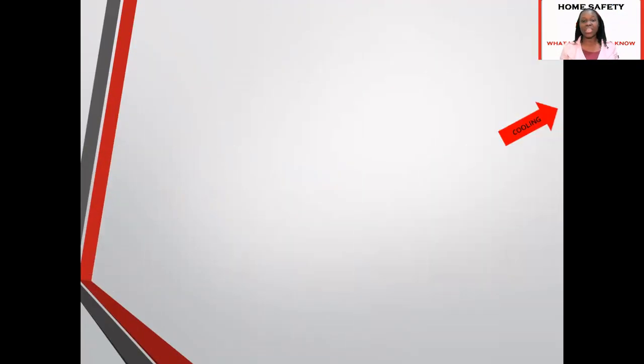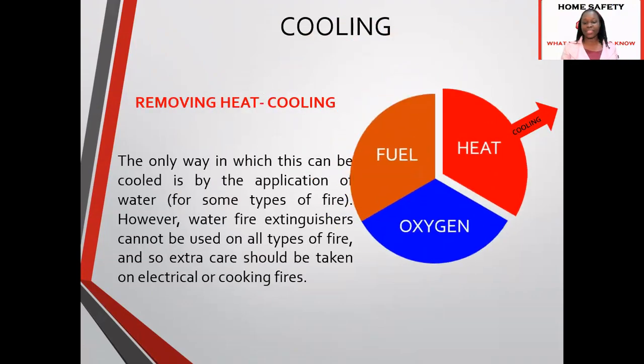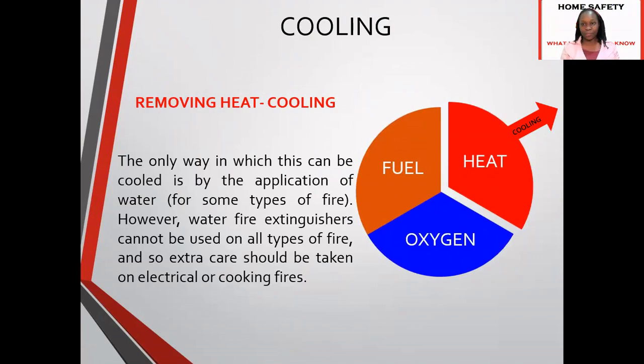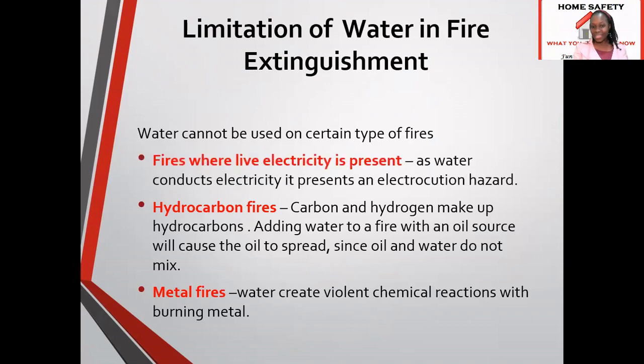The next one is removing the heat, which is cooling. The only way this can be done is the application of water. When we want to remove the heat, we reduce the temperature by adding water. But mind you, water has its limitations. What are the things we need to know with respect to using water to quench a fire or break the chain? Where live electricity is present, it is not advisable to use water, because it can result in an electrocution hazard.